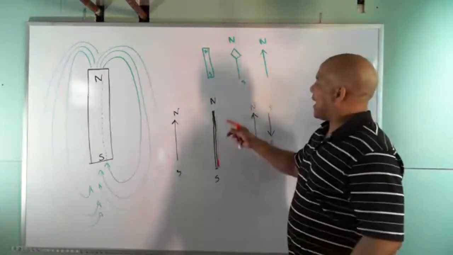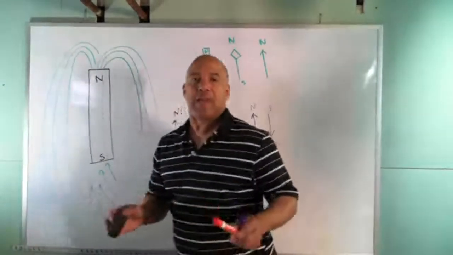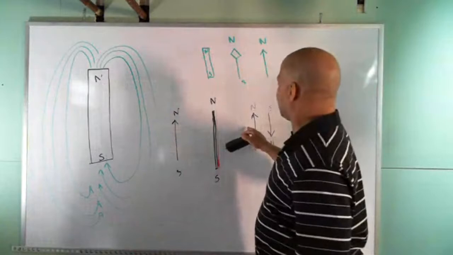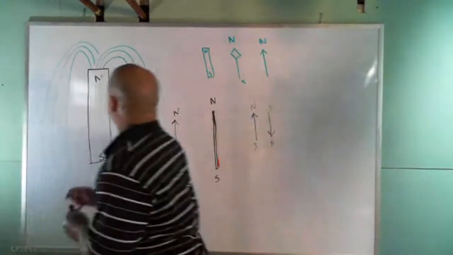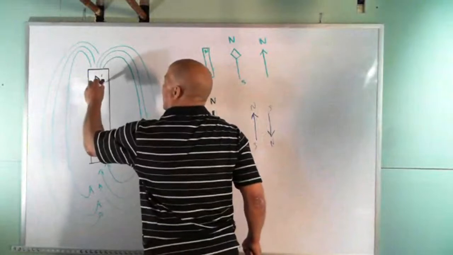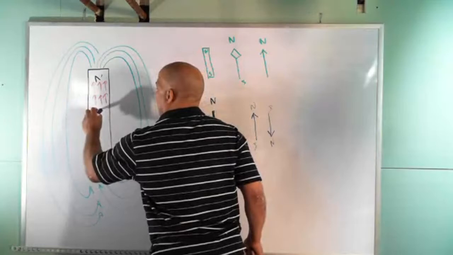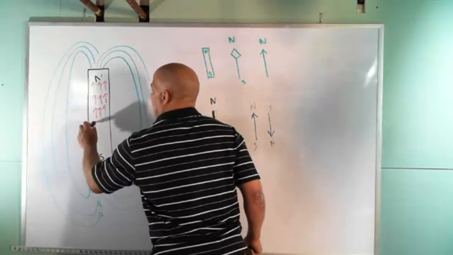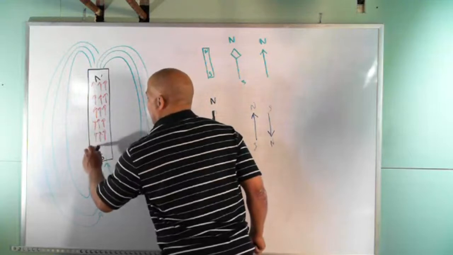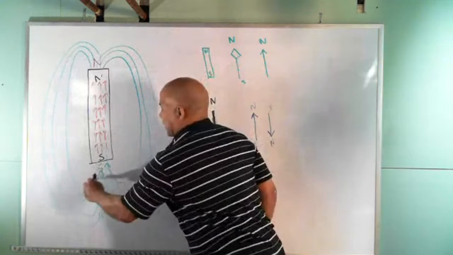So what's happening in this bar magnet? Mother Nature has it set such that all these magnetic domains inside of this bar magnet are all pointing in the same direction like this. They're all pointing in the same direction. In the permanent magnet, they're in the same direction. So what I get is a net North Pole here and a net South Pole here.